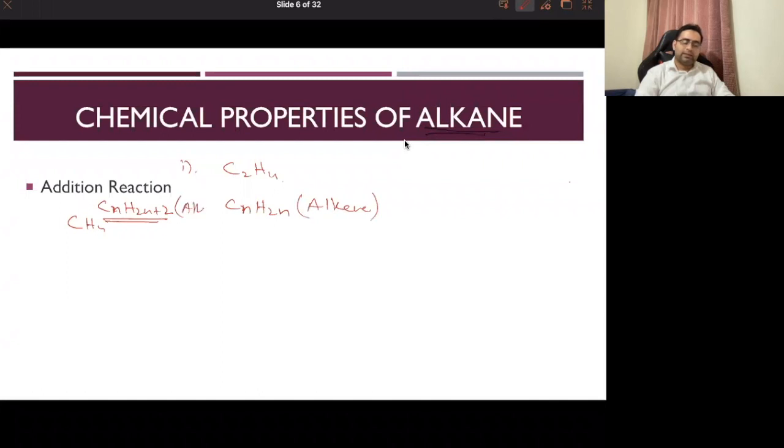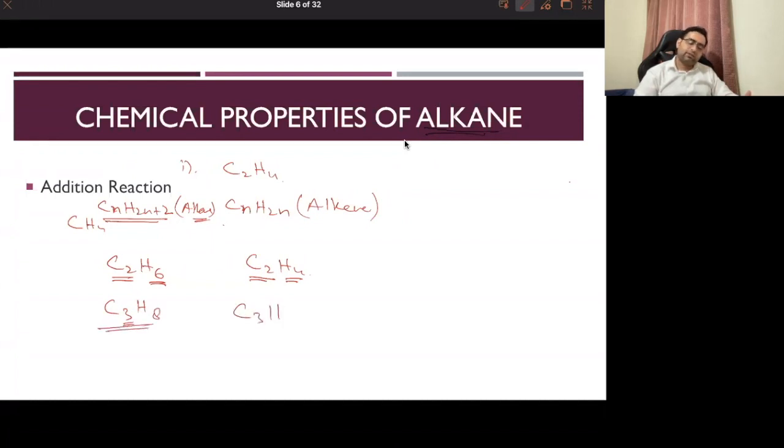Now, alkanes, they are saturated. If you see C2H6 and C2H4, if you double the number of carbons, that is the number of hydrogens, that will happen in alkene. For alkane, it is the number of carbons times 2 plus 2. For example, if an alkane has 3 carbons, hydrogens will be 3 times 2, that is 6, then add 2 more hydrogens. So this is C3H8.